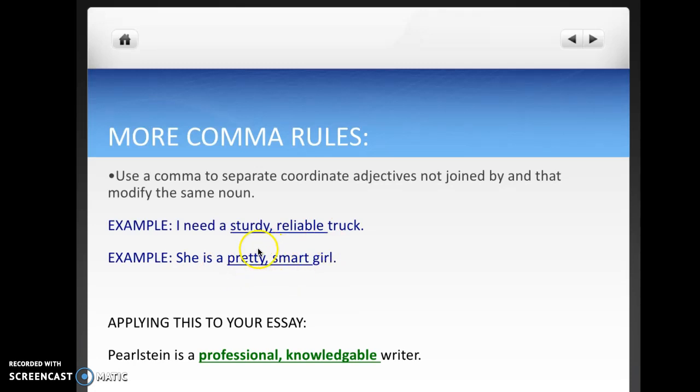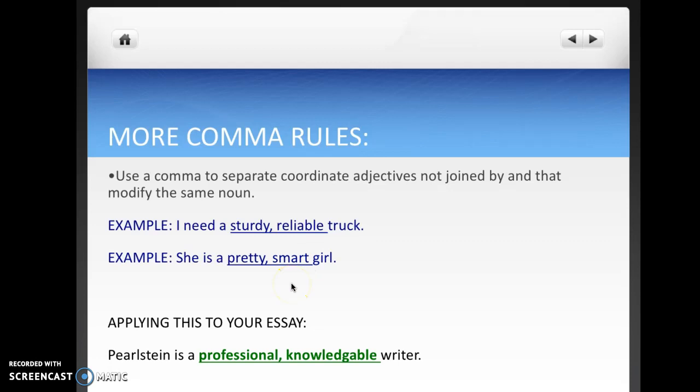And this comma is really important right here because then you're not confusing that with "she is a pretty smart girl," which is saying she's fairly intelligent. We want to differentiate the two and say she's both attractive and she also is very intelligent.